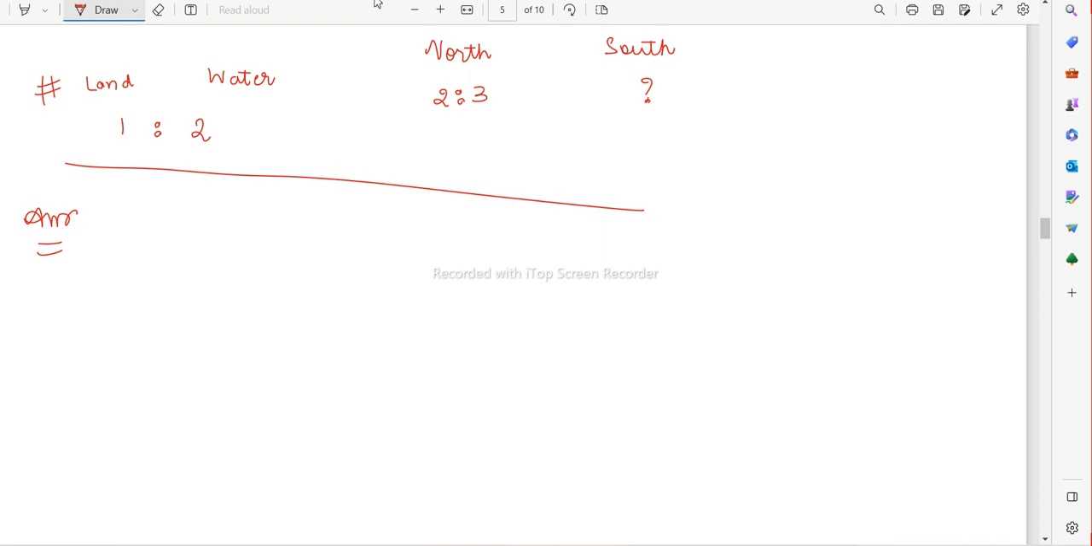First of all, let's write land and water. The ratio of land and water is 1 ratio 2. I'll just make it 10 ratio 20 because I need a higher value. So from here the total you're going to get is 30. Now in the northern hemisphere, if we total it, it is 5, and 5 into 6 is 30.